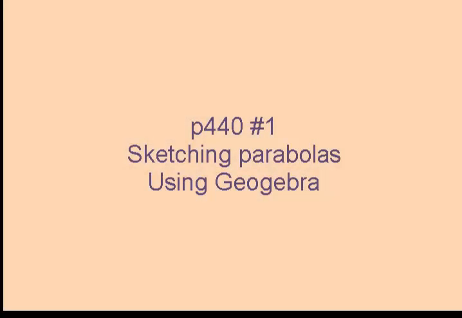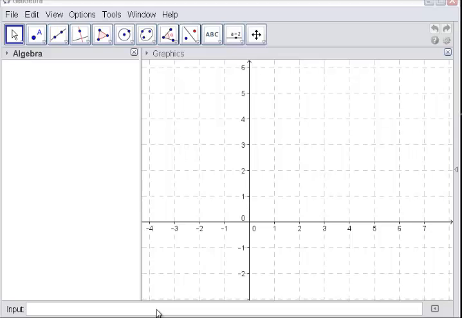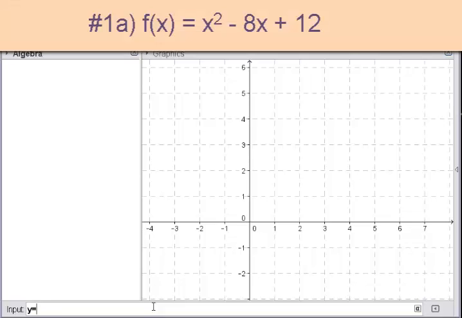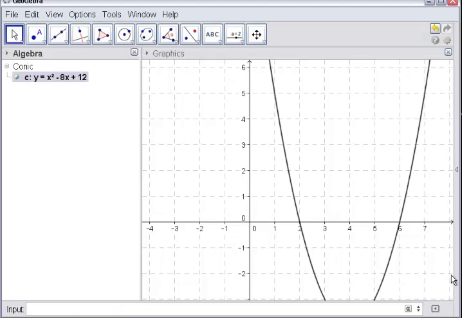This video refers to your textbook on the Chapter 7 self-test. Here is question 1a, and the question is y equals x squared minus 8x plus 12. Geogebra will graph it right away for you. The question does ask you to just sketch it, so all you have to do is copy this.